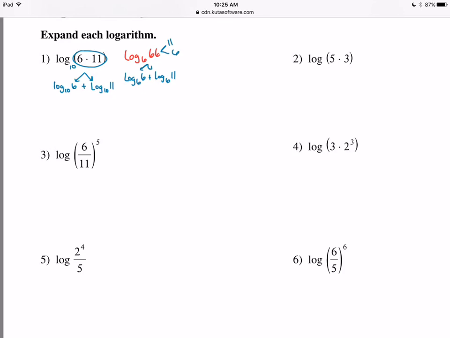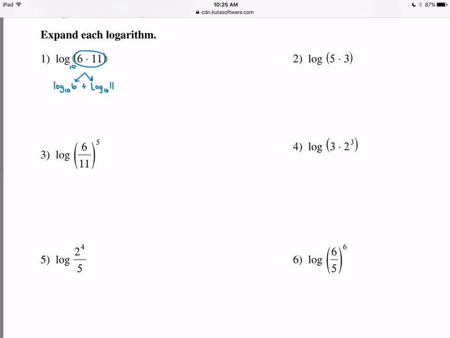So on number one here, it was already broken apart for you. They told you it was 6 times 11. So we just wrote log base 10 of 6 plus log base 10 of 11. Whenever it's multiplication, you can split it apart into two separate logarithms and add those two logarithms together. And again, if it's just a single number and it tells you to expand, you can expand it to whatever you want, and we'll go over particular ways that you would do this later.